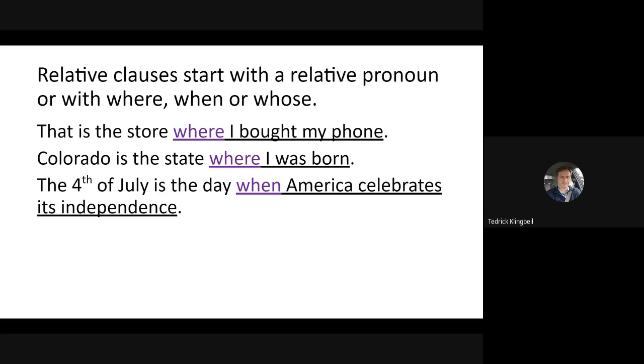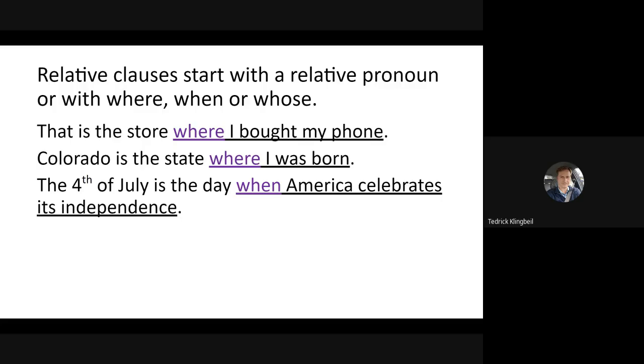Okay, that is the mall where I bought my phone, or that is the mall where I bought my iPad. How about going on to the next one? Colorado is the state where I was born. Why don't we change that to Eastern Province and place? Okay, go ahead, try it. Okay, Eastern Province is the place where I was born.